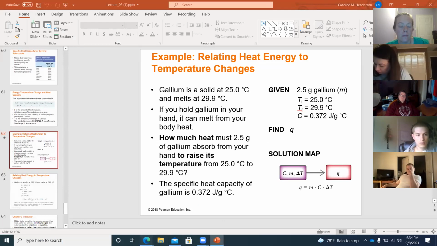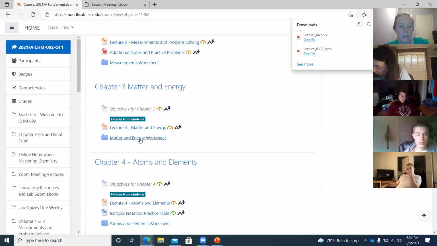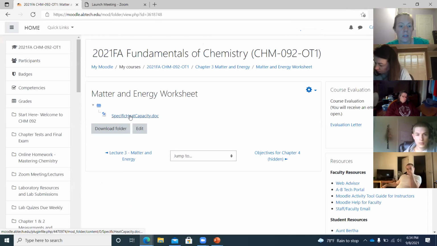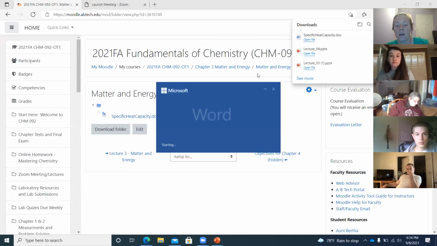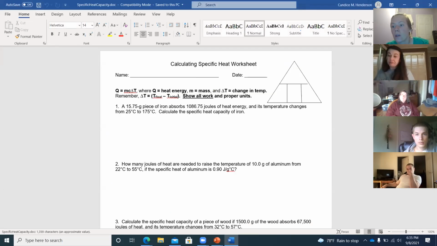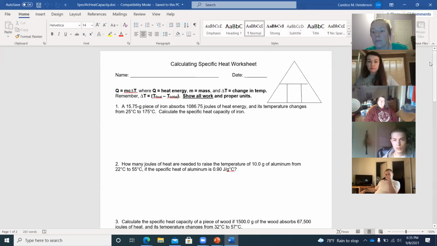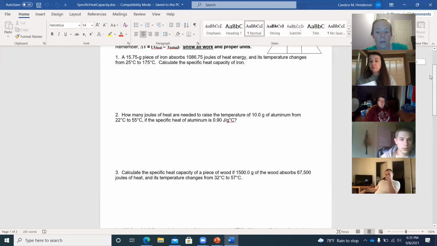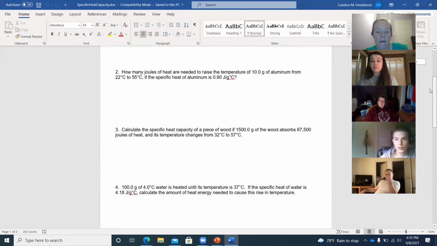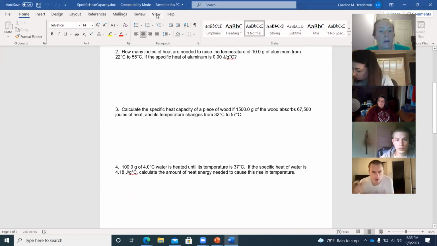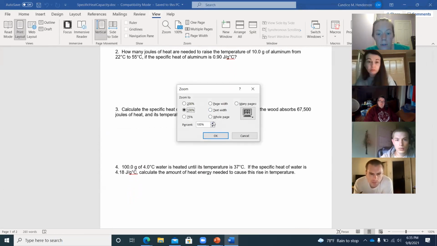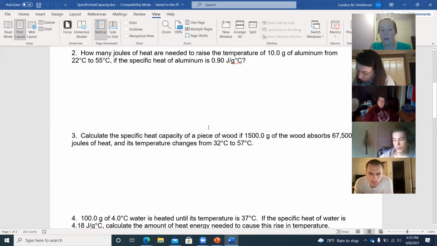Let's do an example from this worksheet that I've got here. You can find this on your Moodle page. I want you to solve number 3. Let me zoom this up a little bit for you.